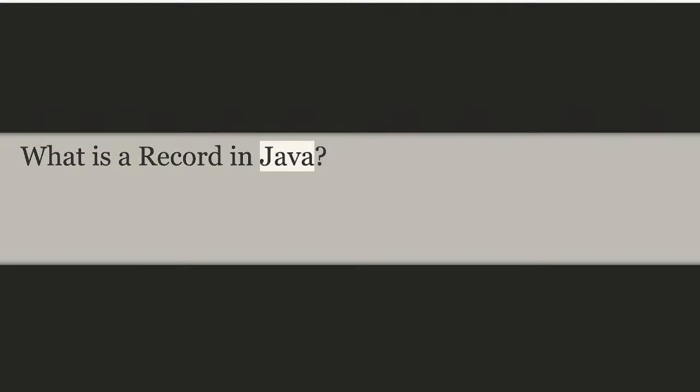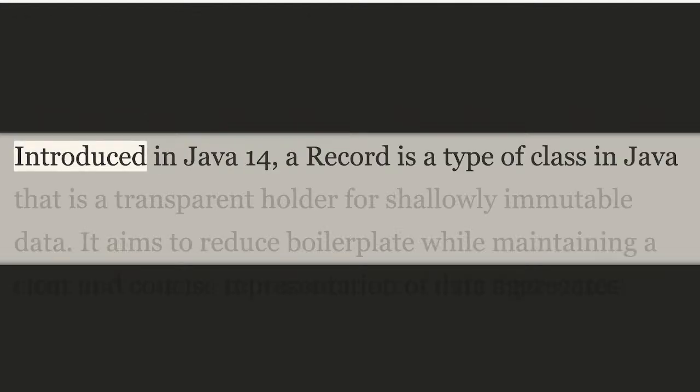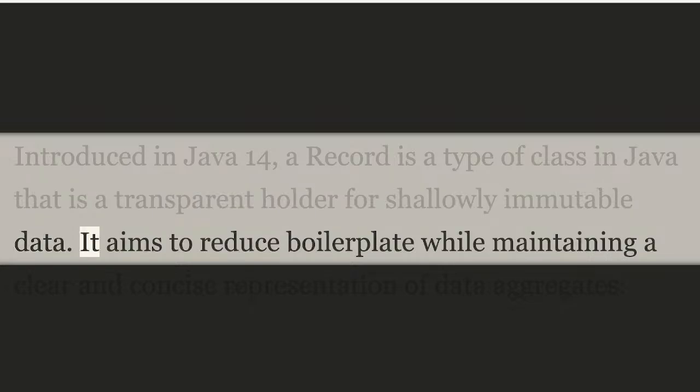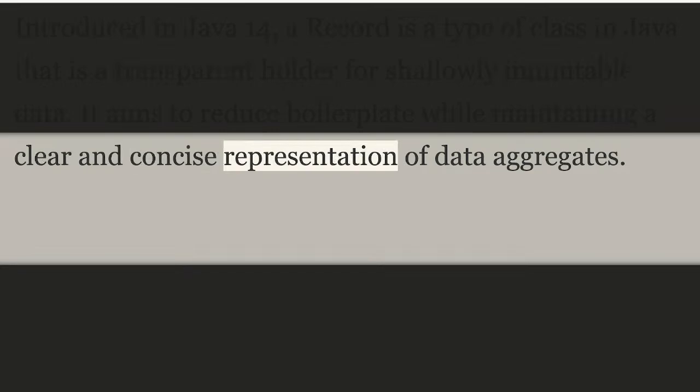What is a record in Java? Introduced in Java 14, a record is a type of class in Java that is a transparent holder for shallowly immutable data. It aims to reduce boilerplate while maintaining a clear and concise representation of data aggregates.